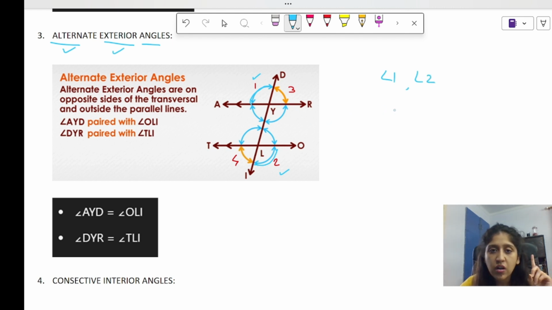So I hope the difference is clear between the consecutive exterior angles and the alternate exterior angles. And can you tell me angle 3 and angle 4, are they also alternate exterior angles? Yes, they are also alternate exterior because these are on the alternate sides. I hope the concept is clear. What does the rule say? Rule says alternate exterior angles are equal. Okay, all alternate exterior angles are equal. And I hope you are able to identify where the alternate exterior angles are.